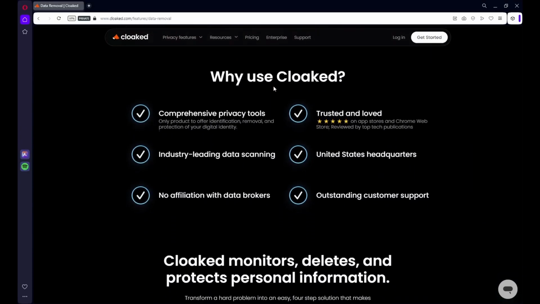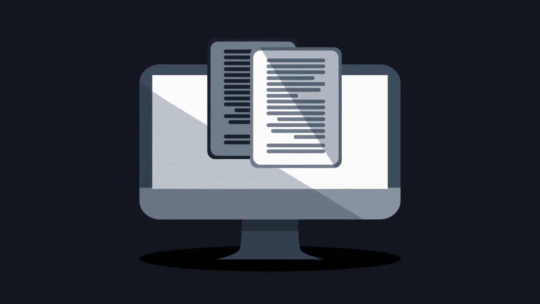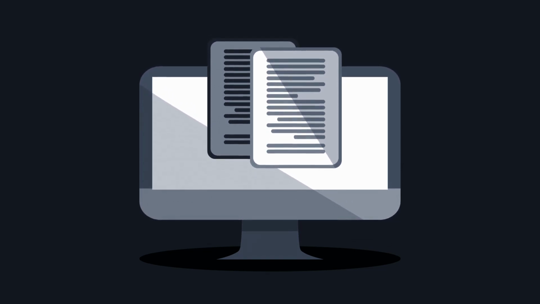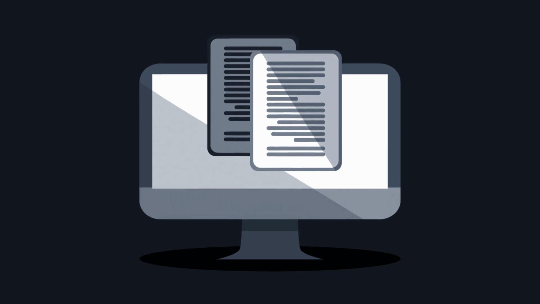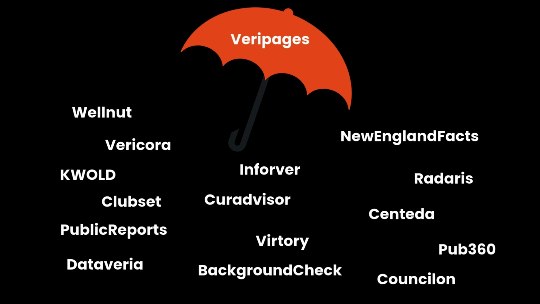If you're watching this, you may have seen that Veripages requires manual action to remove your data. This may come as a surprise. Although Cloaked is able to automatically request the removal of your data from the majority of data brokers, some data brokers have systems that do not allow for automated requests. To make this process easier for you, we have identified Veripages as the umbrella broker for 16 other websites.